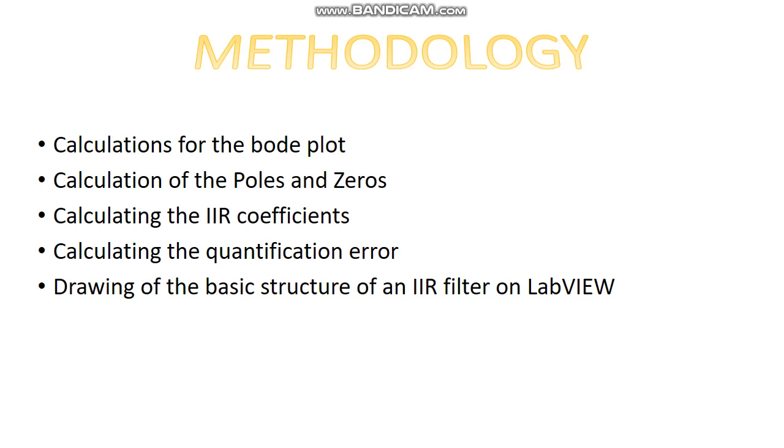On this slide, I wrote down the steps that I followed in order to design the IIR filter. The first step is that I calculated the Bode plot using the MATLAB software. I calculated the poles and zeros. I calculated the IIR coefficients. I calculated the quantization error. And the last one, which is of importance, I drew the basic structure of the IIR filter on LabVIEW, and then I substituted the calculated IIR coefficients into the basic structure of the IIR filter.